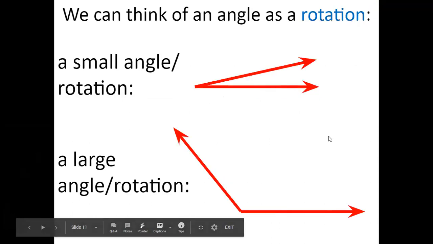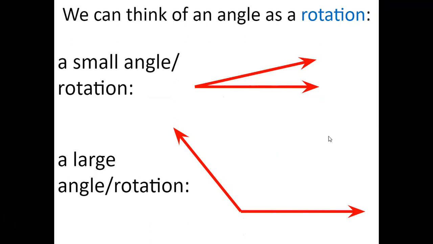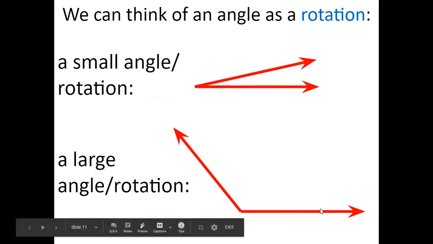Moving on. So we can think of an angle as a rotation. So if it's not open so wide, we can think of it as a small angle or a small rotation. And if it's a large angle rotation, it's going to be opened much wider, okay?